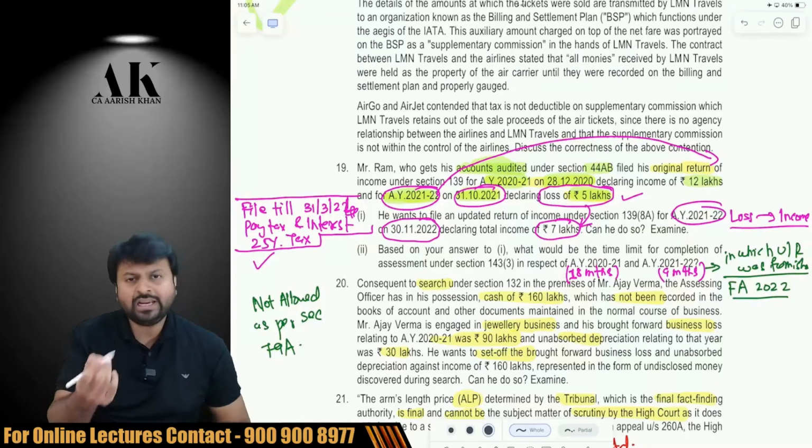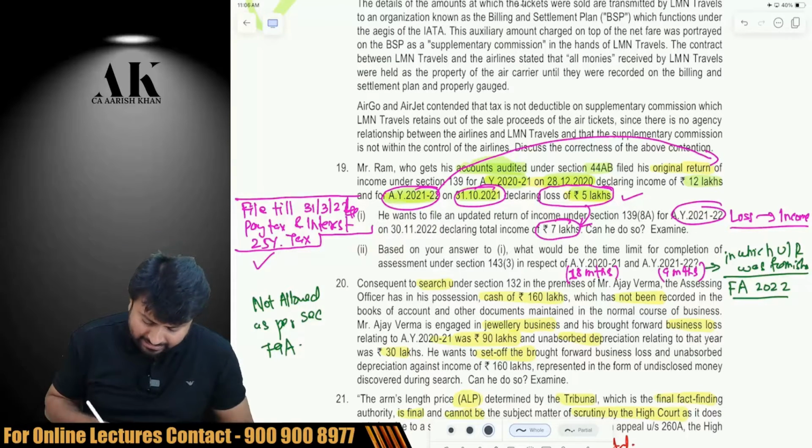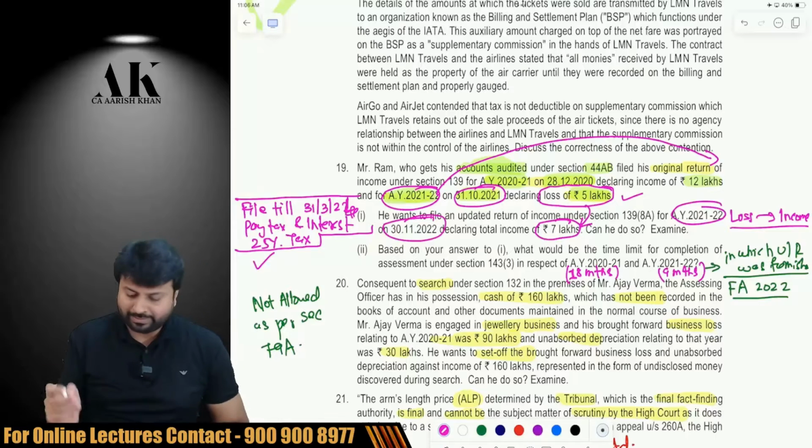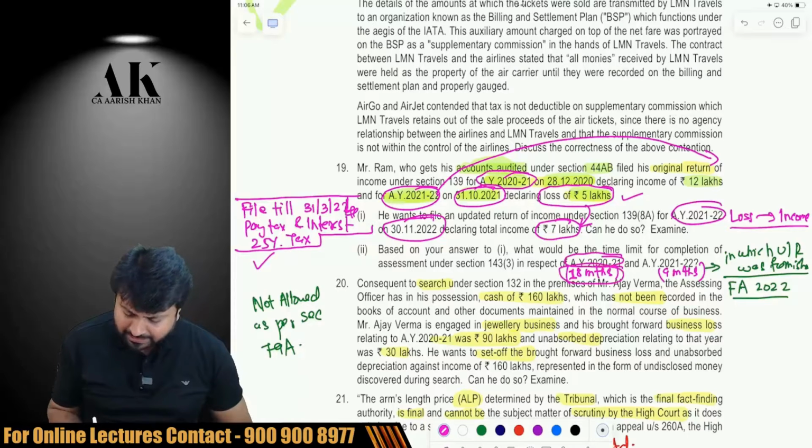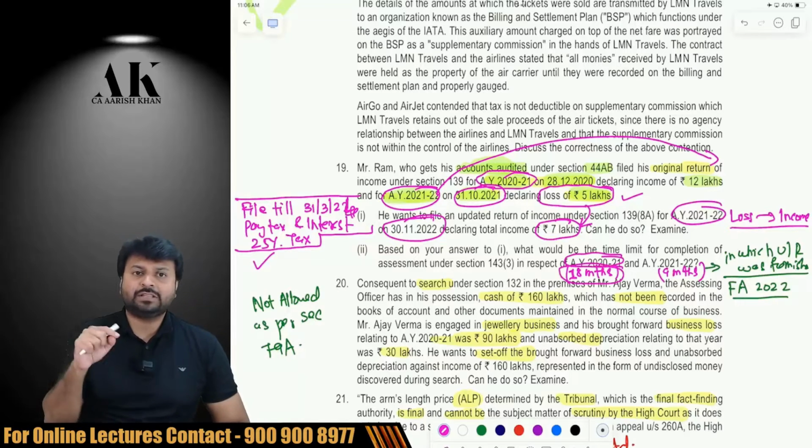Okay. So here only 25% tax, because the assessee is filing in the initial 12 months and not in the last 12 months. Now, what is the time limit to complete assessment? In the initial case, for the first year, the time limit would be 18 months, because for AY 2021, the time limit was 18 months from the end of the relevant AY.